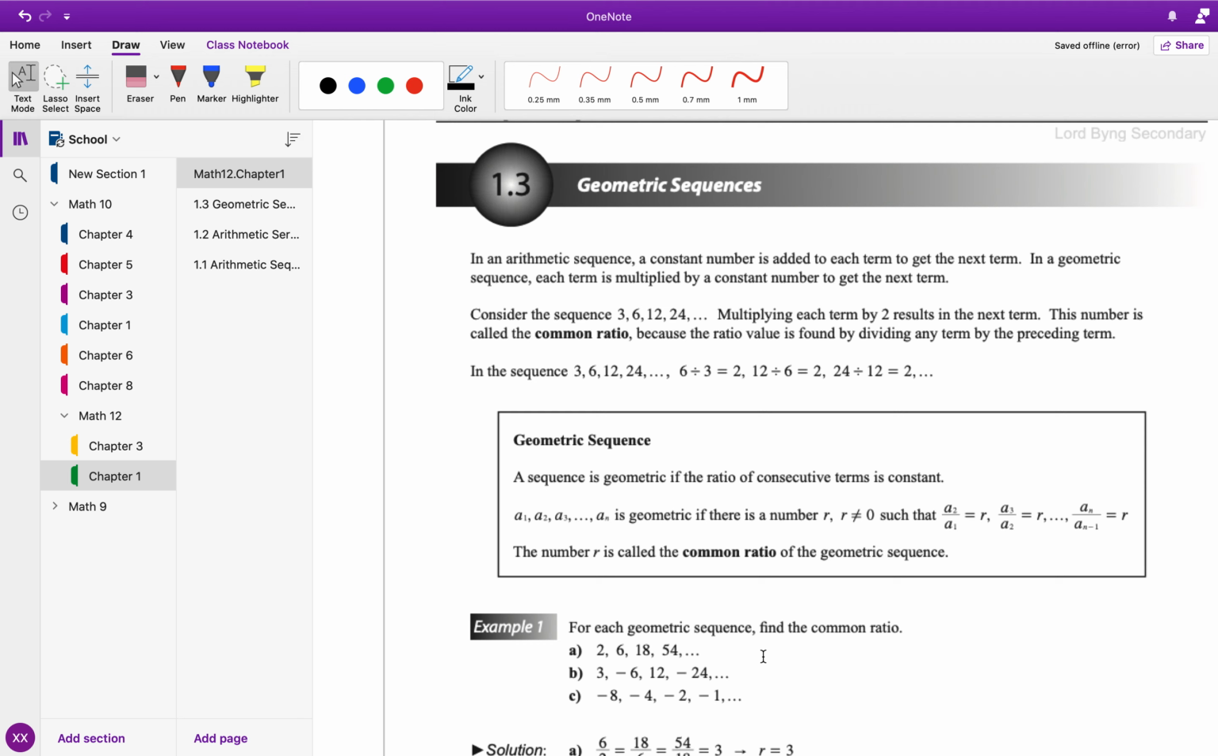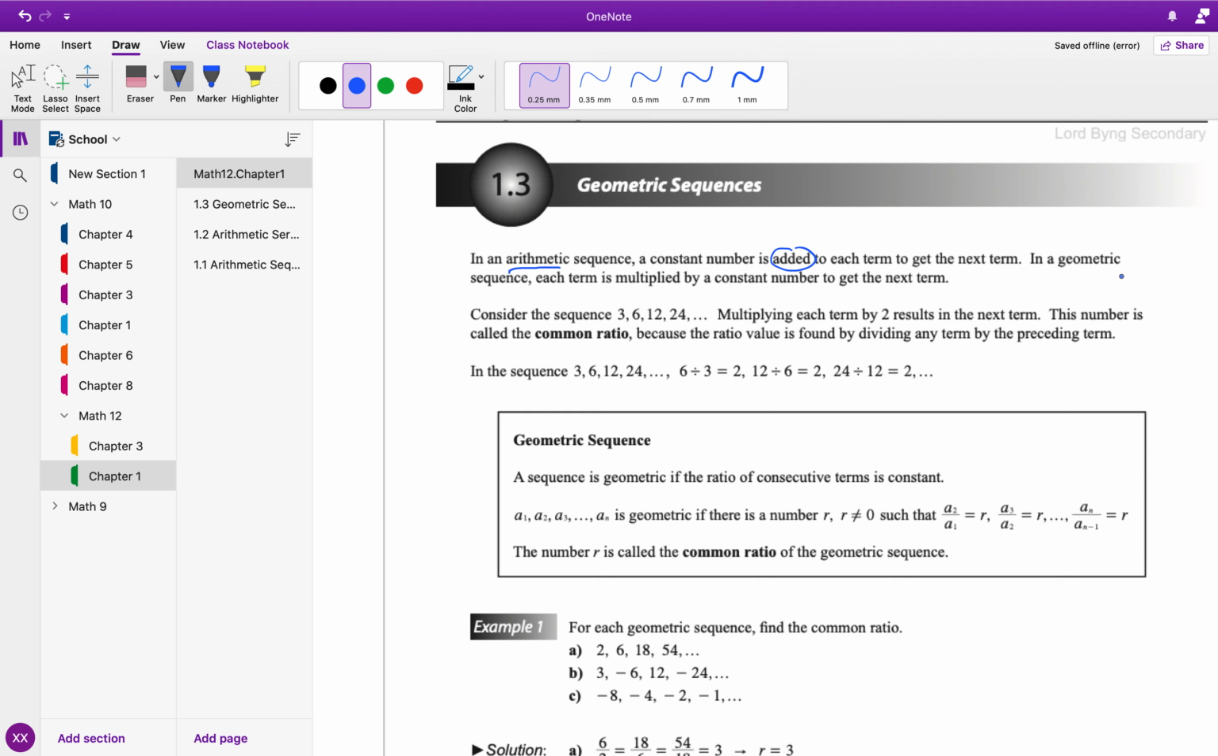33, geometric sequences. So arithmetic, let's change to this color. Arithmetic sequences have a common difference. This is a consistent, constant number added, or common difference, they're saying the same thing.